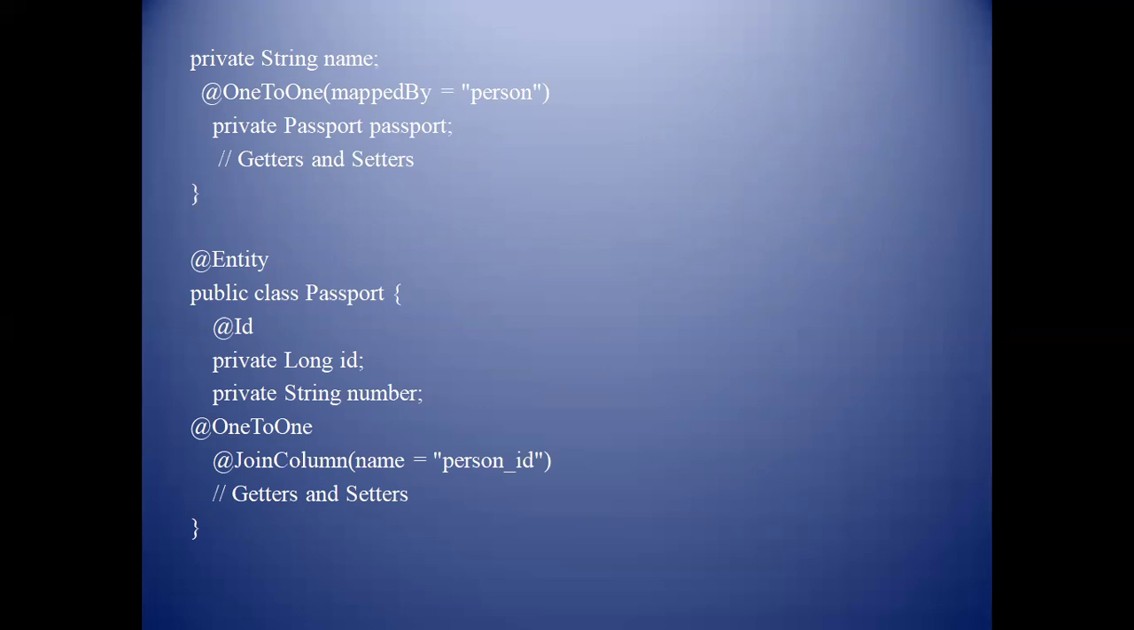Then the other table: @Entity, public class Passport, @Id is the primary key, the id, and the number. Then the @OneToOne annotation from Passport to Person, and how we connect with the help of that is the @JoinColumn annotation, name equal to person_id. The person id column should be there, communicating from the Person class to the Passport class. For that reason, we are going to create a reference from Passport to Person with the help of @JoinColumn. Finally, we are going to write the getter and setter. Thank you.